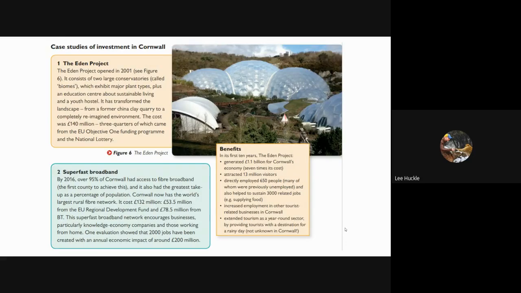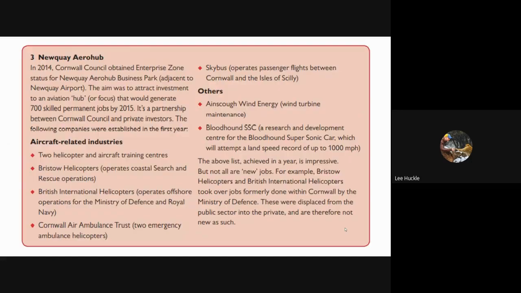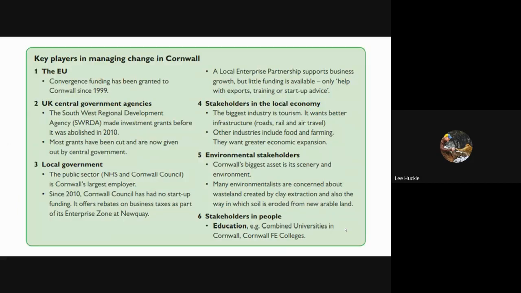And you'd have looked at these particular projects, the Eden Project, the Superfast Broadband project. And don't forget the new Aerohub as well. So what you'd have also looked at, again, as I said in the instructions, are the key players. There's 6 key players in Cornwall. What were their opinions? What were they doing? Were they in favour? What do they want to happen?